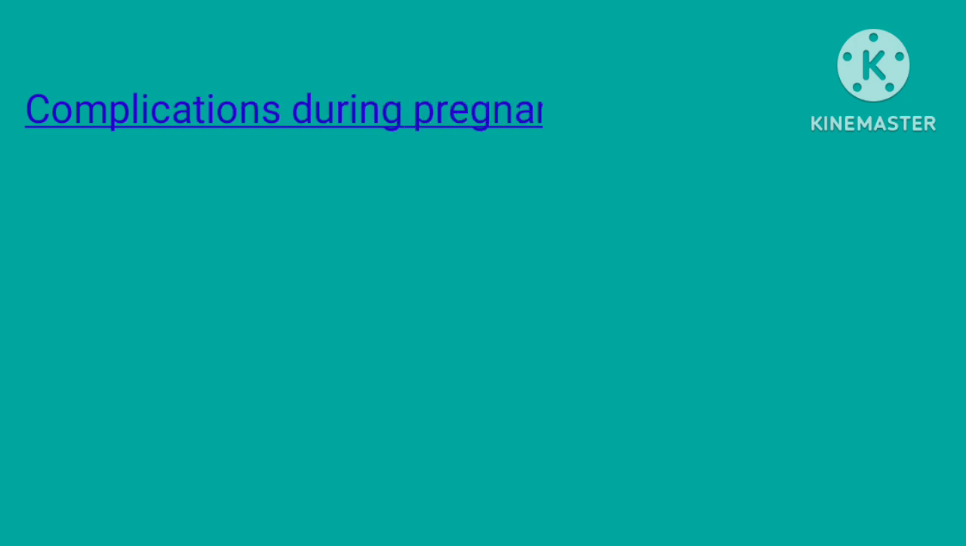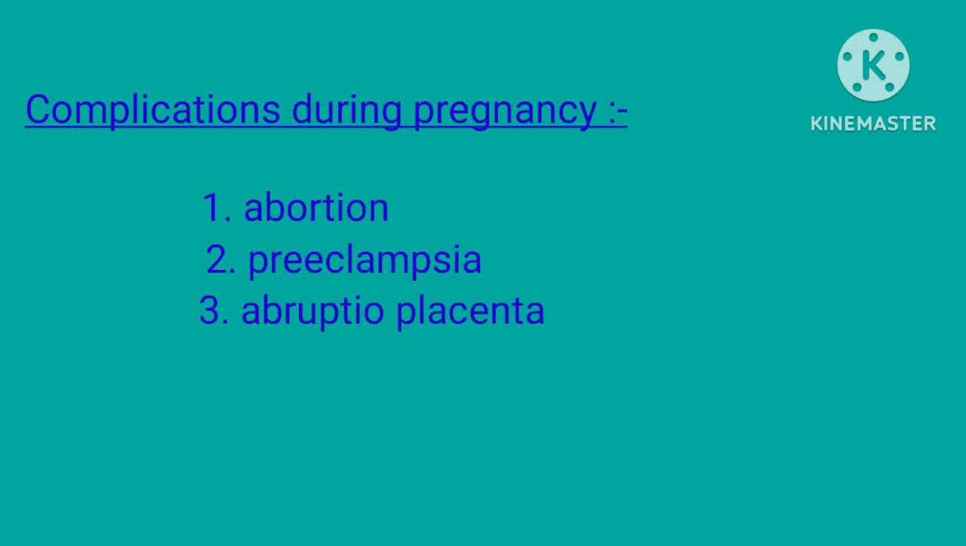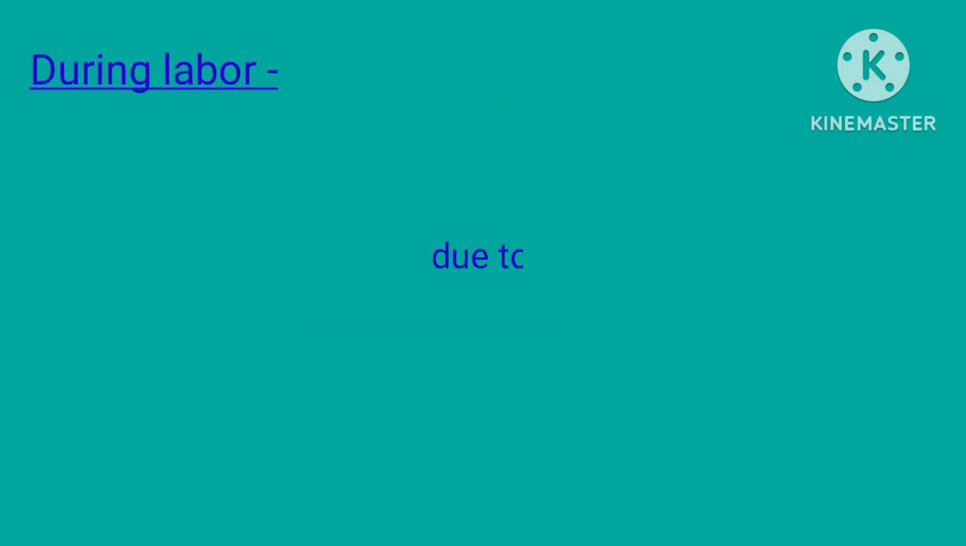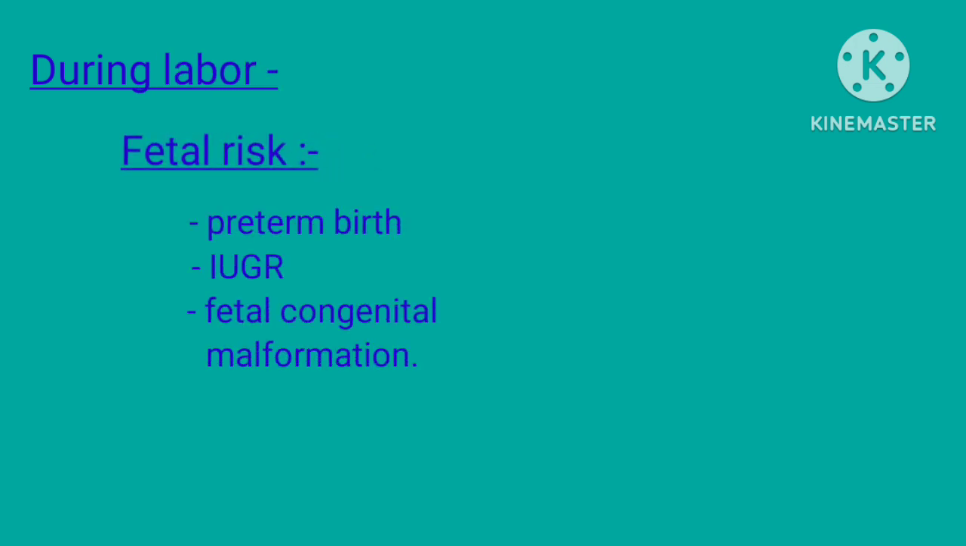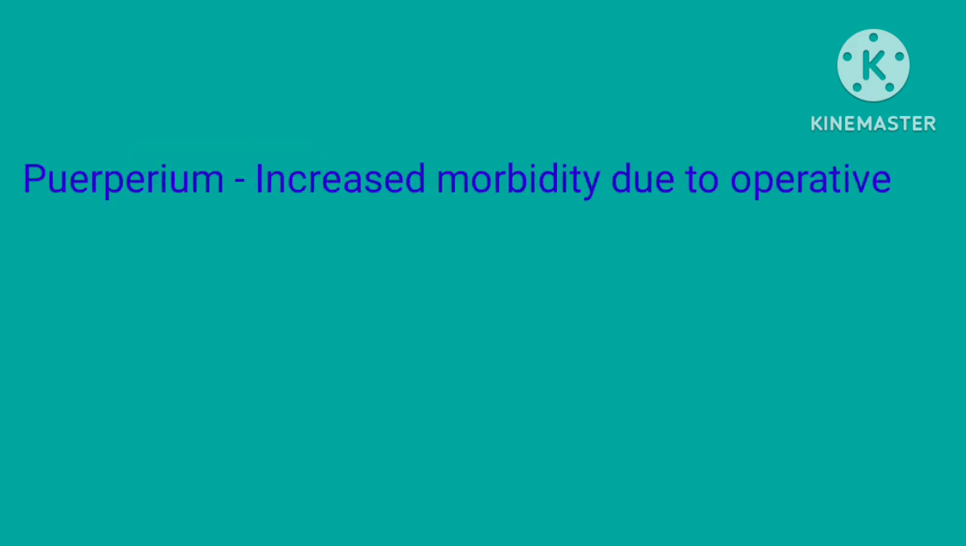Complications like abortion, preeclampsia, abruptio placenta, uterine fibroid, etc. During labor, there is increased incidence of preterm labor, and prolonged labor due to uterine inertia caused by anxiety or malposition. Fetal risks are preterm birth, IUGR, and fetal congenital malformation. Here IUGR means intrauterine growth retardation. During the puerperium, there is increased morbidity due to operative interference. There is also failing lactation.